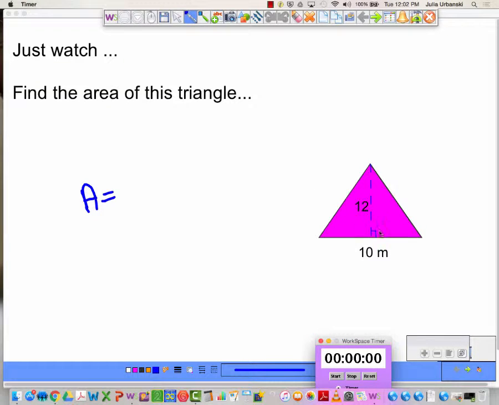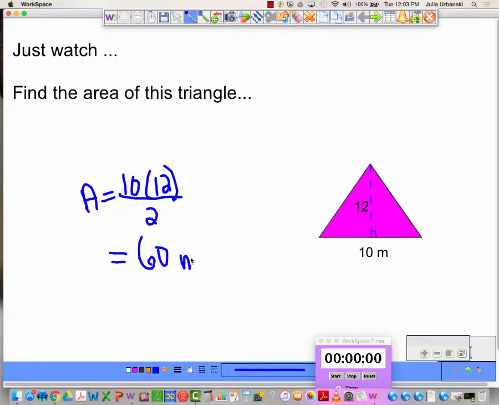Alright, let's look at this pink triangle right here. Do I have enough information to find the area of it? Yeah. So let's just watch me as I find the area. It's 10 times 12, 120, good. And you divide it by 2, base times height divided by 2, 60 meters squared.